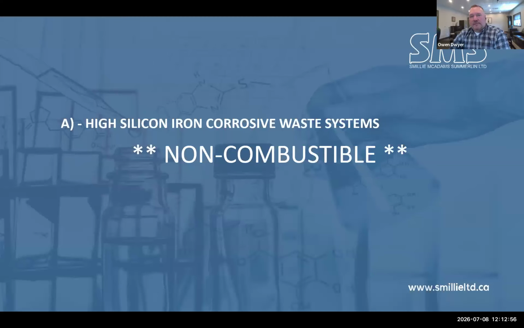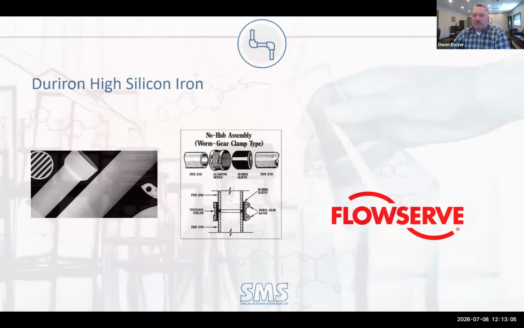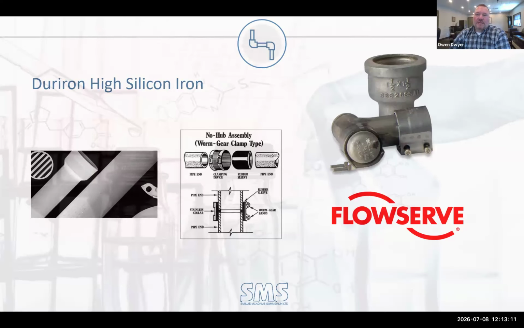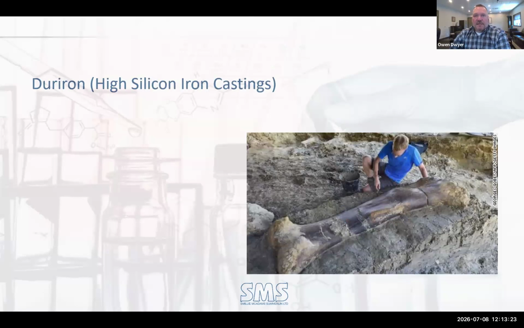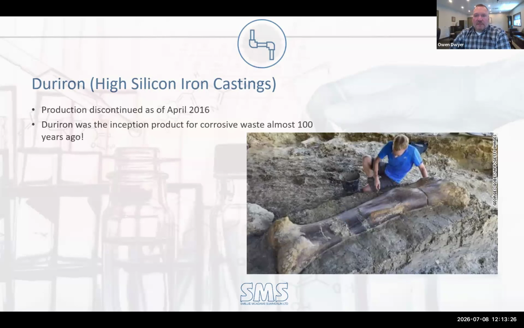So of the A, the high silicon iron casting, it's non-combustible. Silicon iron, it's a casted material. It was made by Flowserve, and you can tell by my wording I'm selecting, it's past tense. Flowserve was the manufacturer of the Duriron product. Duriron was a no-hub style assembly, had special gaskets, special materials, but unlike products that are available today, it was discontinued in April of 2016. So if it is something that is on your master spec, get rid of it. It doesn't exist anymore.